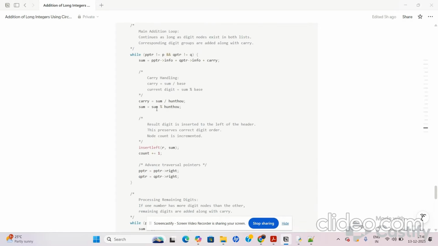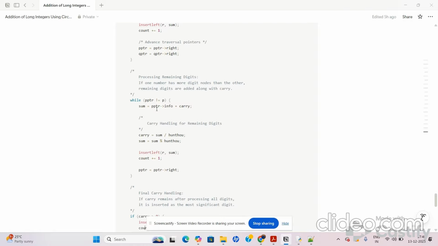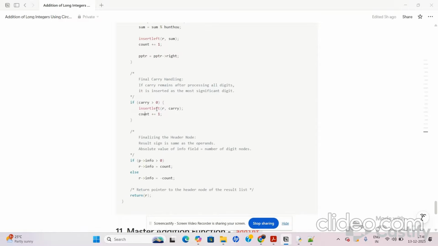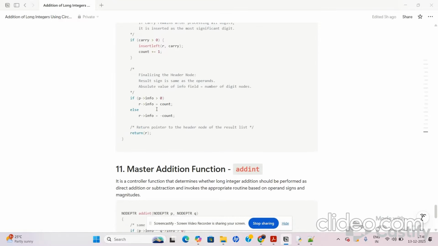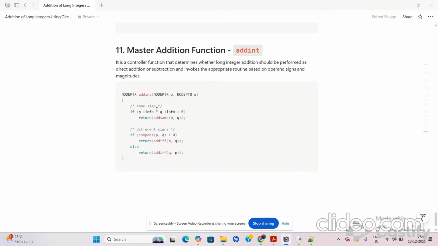Okay, so you saw one function where the addition had turned into subtraction because both the numbers had different signs, and one function where both the numbers have the same sign, so it's nothing but the addition, and the sign is going to be the same as that of the highest value. Okay, now what we can do is we can write a master addition function called addInt.